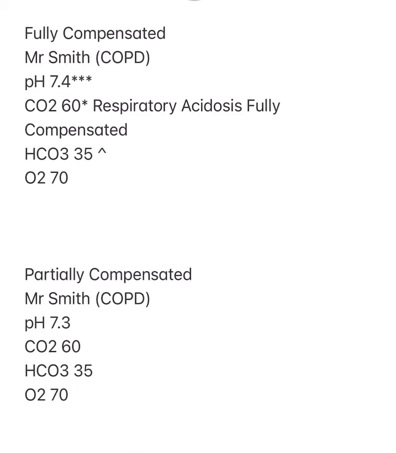So the main difference here is that the pH is abnormal in a partially compensated ABG. The regulating mechanism, so the kidneys, are still out of range along with the CO2, but the kidneys are not compensating enough to maintain a normal pH. So that is the issue right here. So we would still call this respiratory acidosis, but partially compensated.